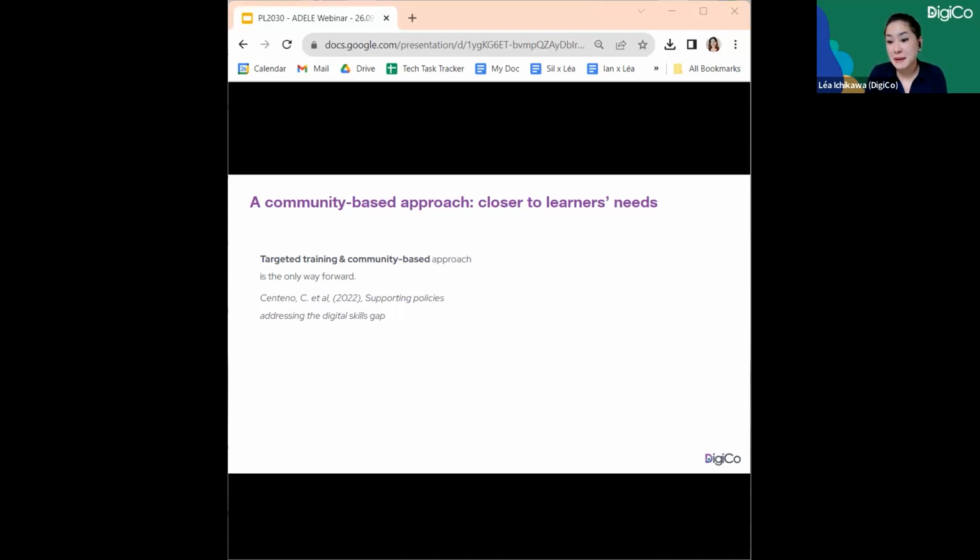And when I say community-based, I mean looking at the community needs and challenges and considering all those specific barriers that they face towards digital skills on a day-to-day basis.